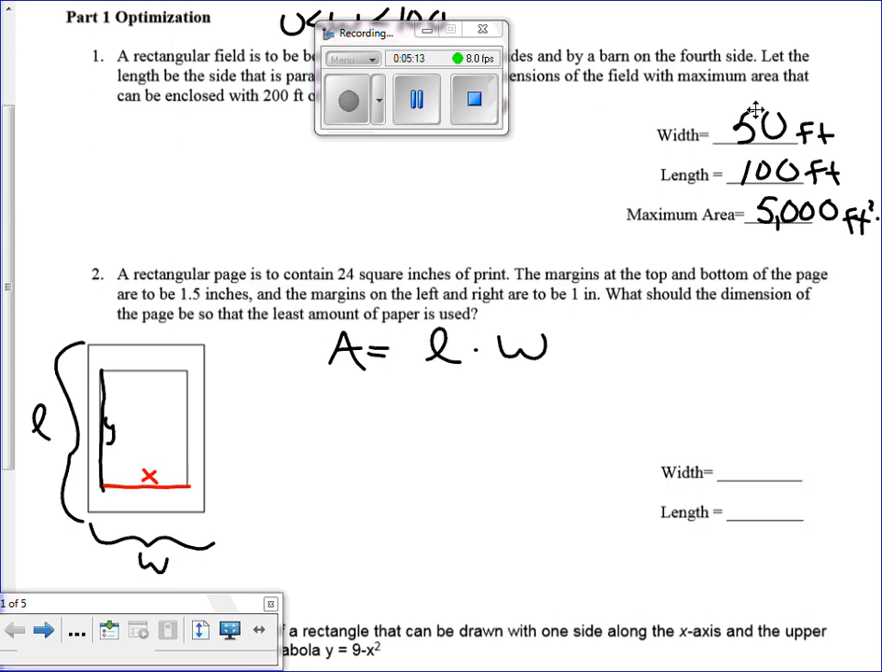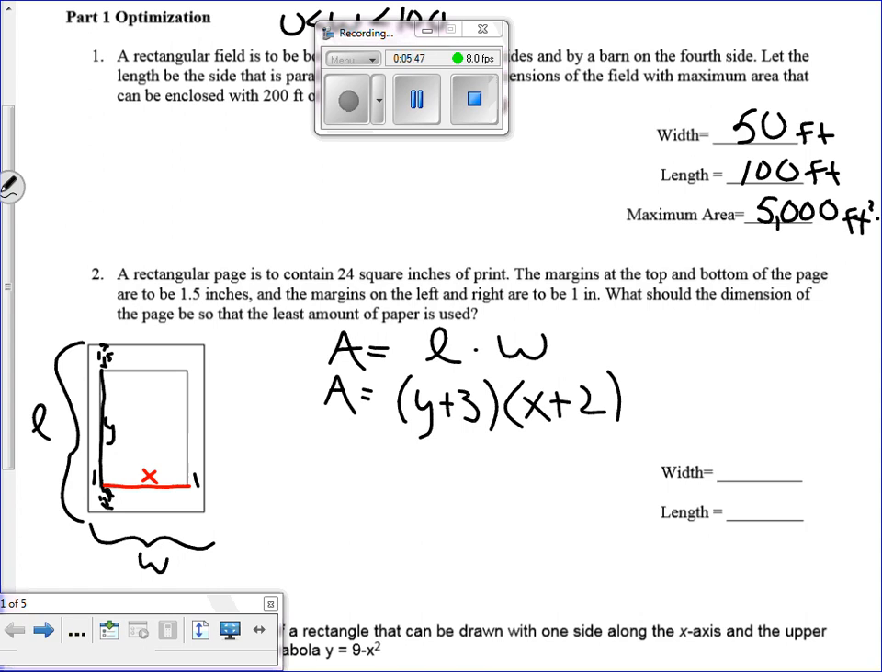But the entire length of the page would be 1.5, right? This is 1.5 plus y plus another 1.5. So the length of the page, the way I've labeled it, is y plus 3, because y plus 1.5 plus 1.5 is y plus 3. The width of the page will be, you've got the 1-inch margin on the left and the 1-inch margin on the right. So altogether, it'd be x plus 2.